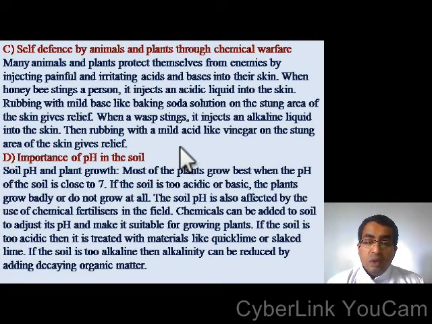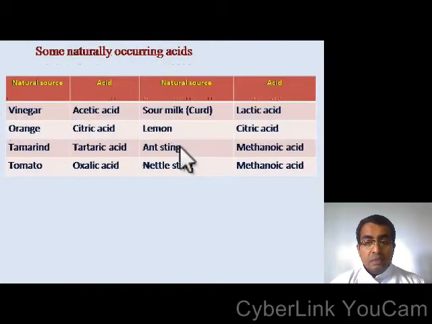The soil pH is also affected by the use of chemical fertilizers in the field. Chemicals can be added to the soil in order to adjust its pH and make it suitable for growing plants. If the soil is too acidic, then it is treated with materials like quicklime or slaked lime. If the soil is too alkaline, then alkalinity can be reduced by adding decaying organic matter. So these are the importance of pH.